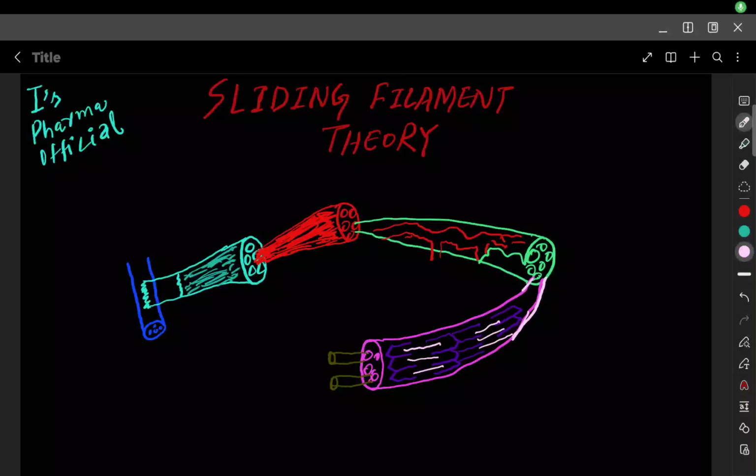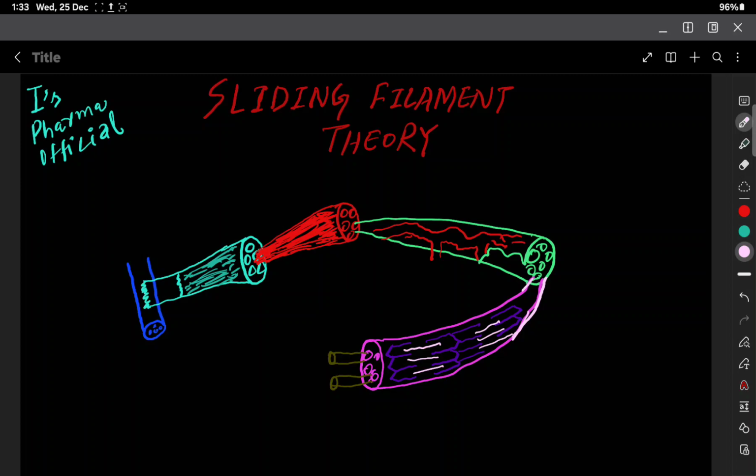With one of the most important topics of human anatomy and physiology first, that is the sliding filament theory. In this theory we will discuss how the muscles contract, how skeletal muscle contraction occurs in our body. So before going to the sliding filament theory, I will be explaining the organization of the skeletal muscle, how the skeletal muscle is organized in our body.